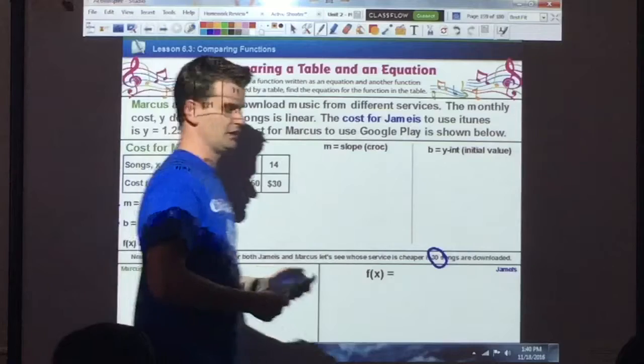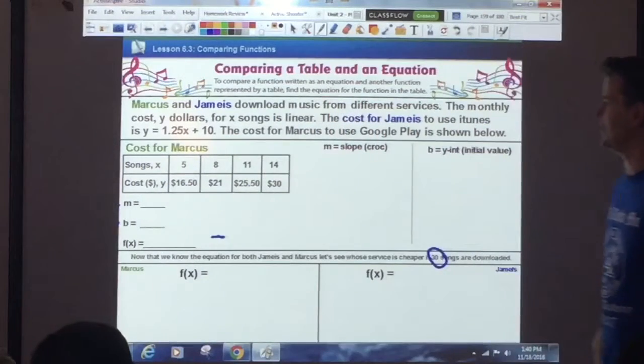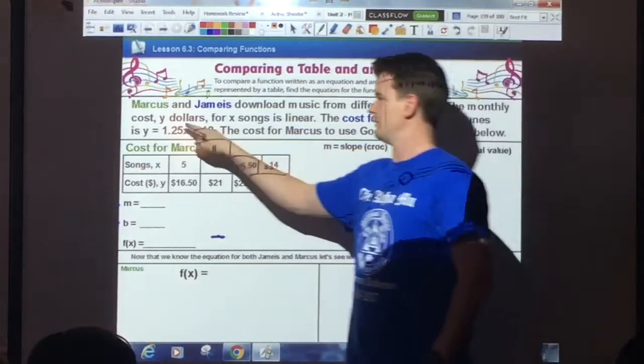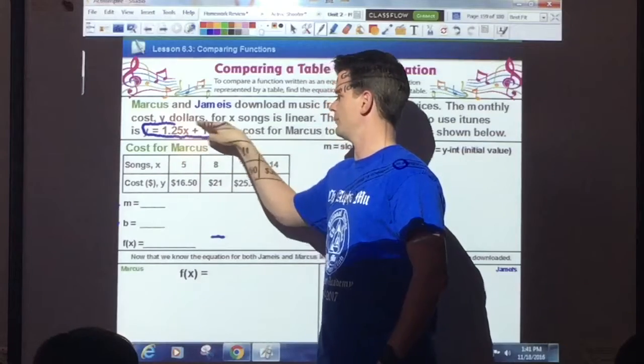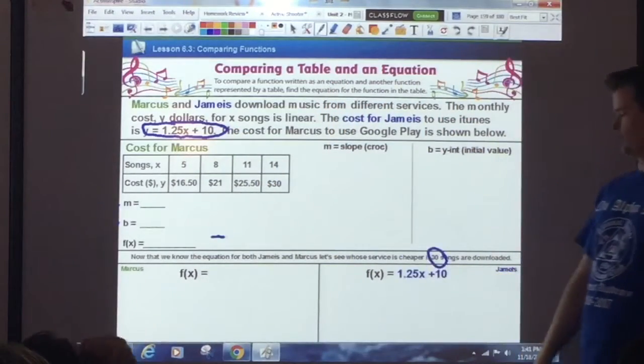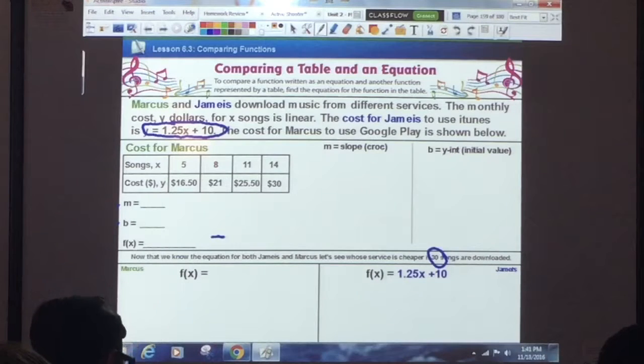We have Marcus and Janice. They download music from different services. The monthly cost, Y dollars for X songs, is linear. You don't really need that sentence in there, but I'll let you know it's linear. So there is a constant rate of change. The cost for Janice to use iTunes is given by this: y equals 1.25x plus 10. So that's his cost function. 1.25x plus 10. We're given that one. That's a freebie.